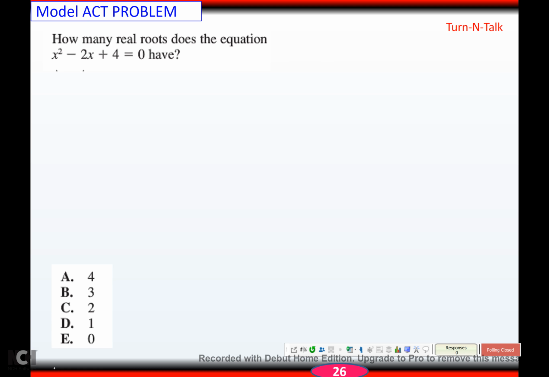Alright. Try this one. Hit pause. Come back when you're ready.